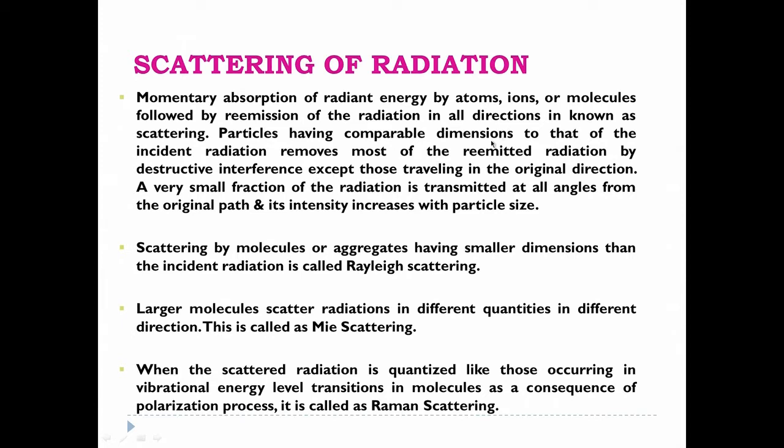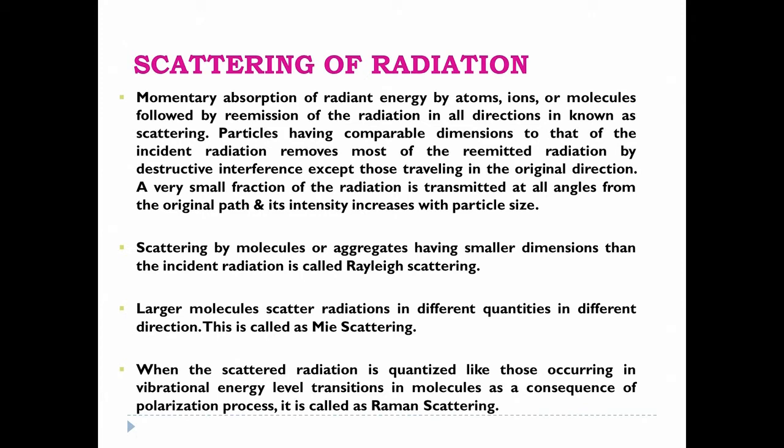If such is the case, the emitted radiation may result in destructive interference, except those travelling in the original direction. So, a very small fraction of the radiation is transmitted at all angles, which I have already explained to you. So, scattering by molecules or aggregates having smaller dimensions than the incident radiation is known as Rayleigh scattering.